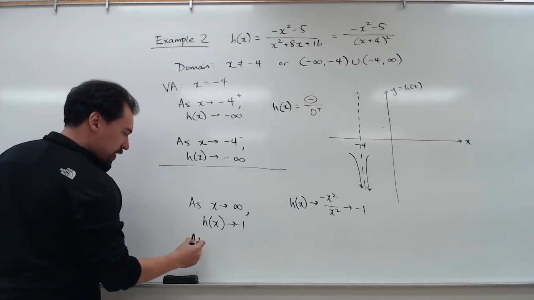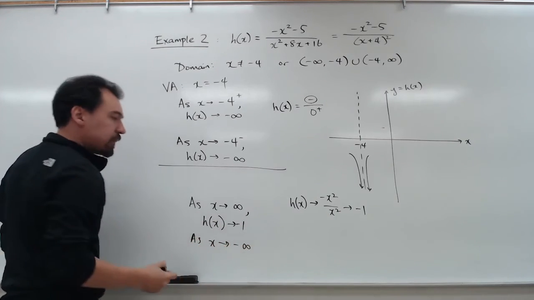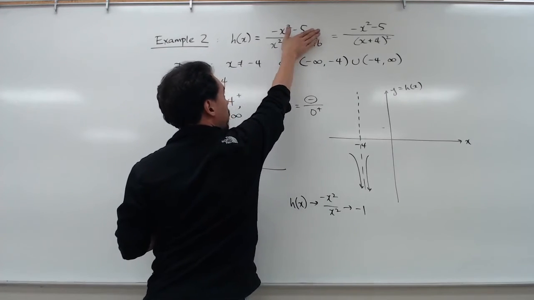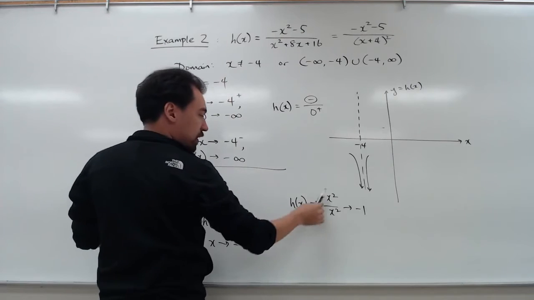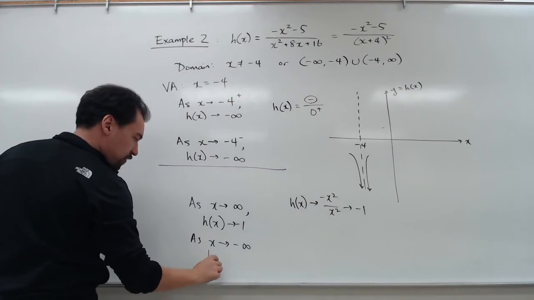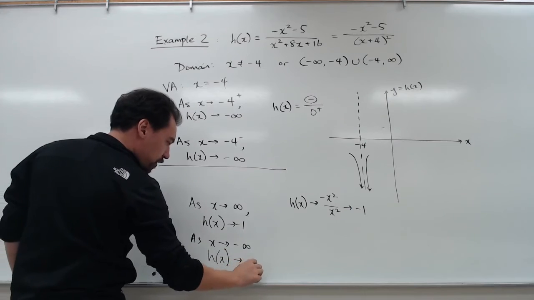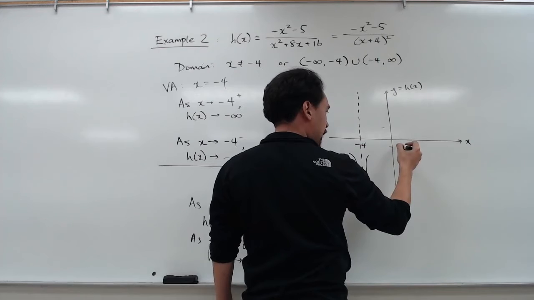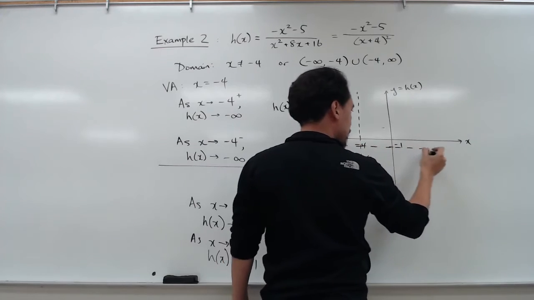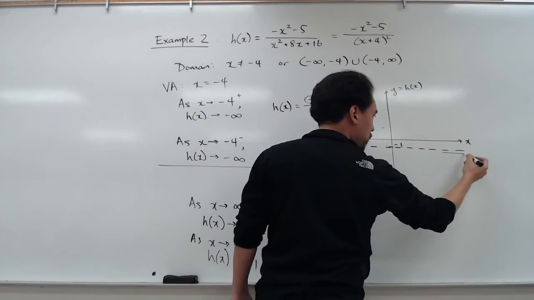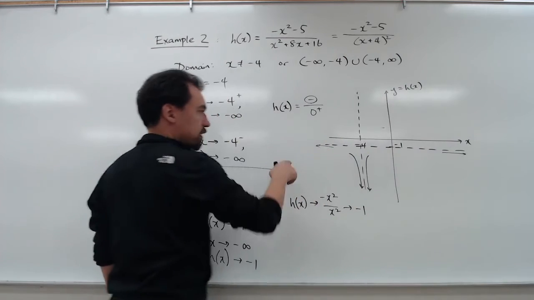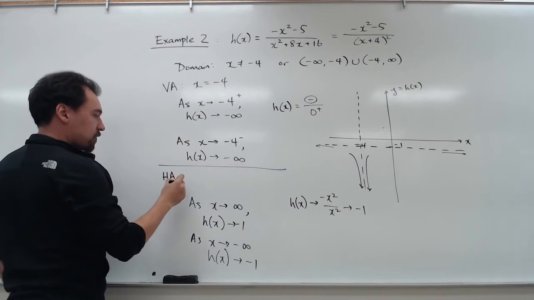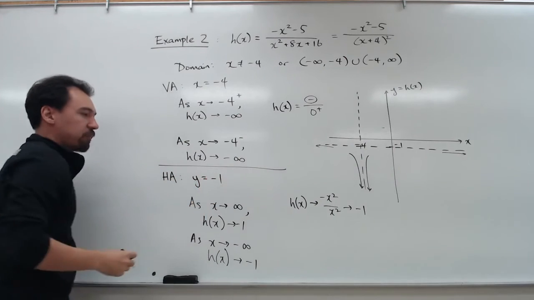And then as x goes to very, very deep negative numbers, the same logic applies. Ignore everything except the biggest power of x on the top and the bottom. You get this same situation. So you say h of x goes toward the number -1. So we're saying that if I put down a y equals -1 line, then I'm going toward that line on both sides of that graph. So I would say I have a horizontal asymptote at y equals -1.